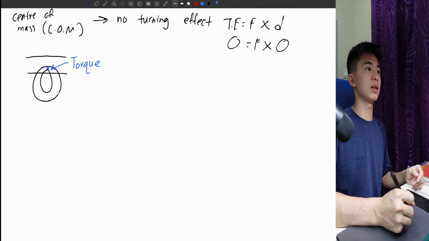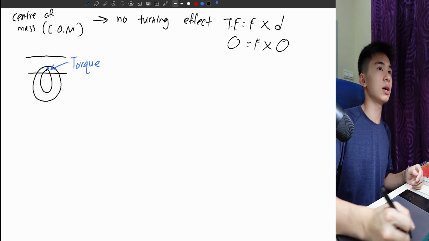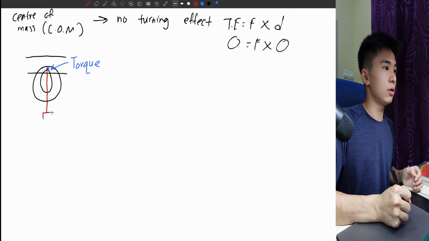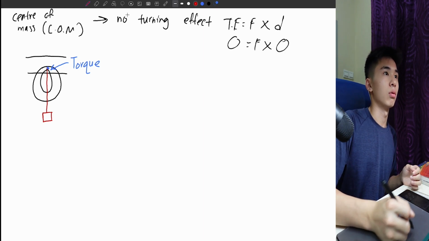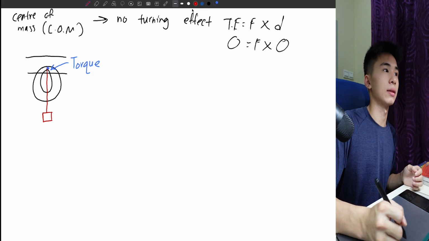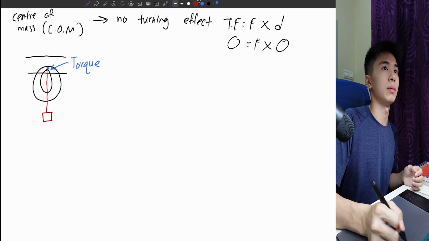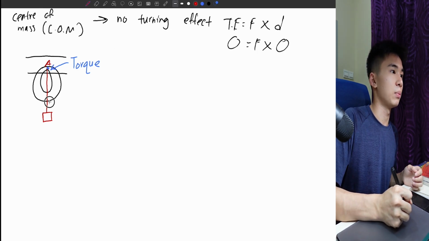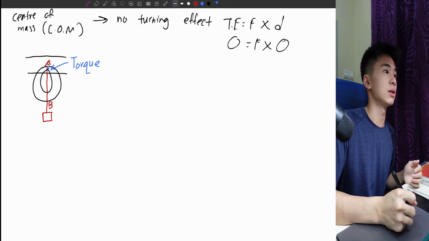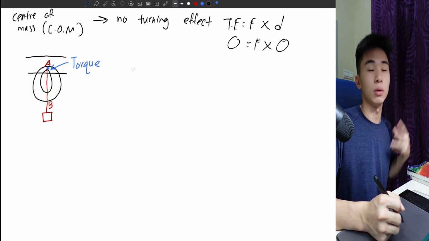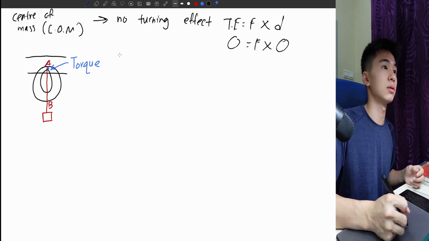So after I've hung this object, I can draw a line. I can put a string, tie it up, and I will put a heavy object here, a heavy object. So like this, I can draw a line. I'm just going to name these points A and B, like in our previous video. I will start with A and B, then we will go on with C and D with my other diagram here.